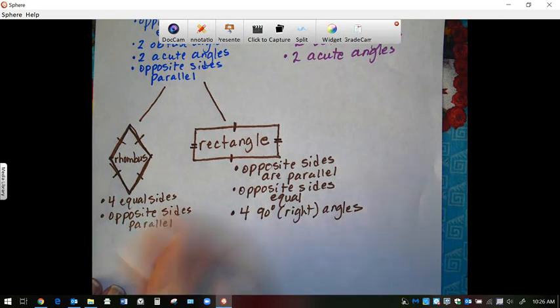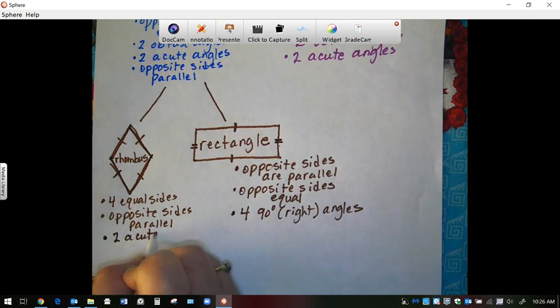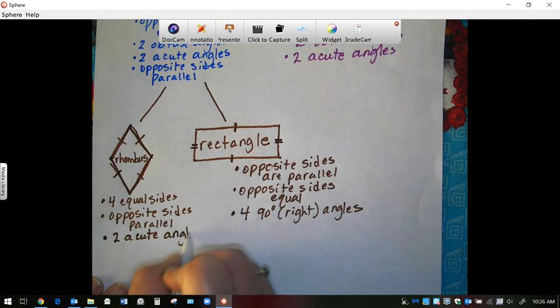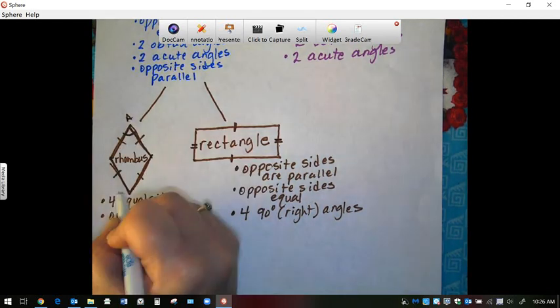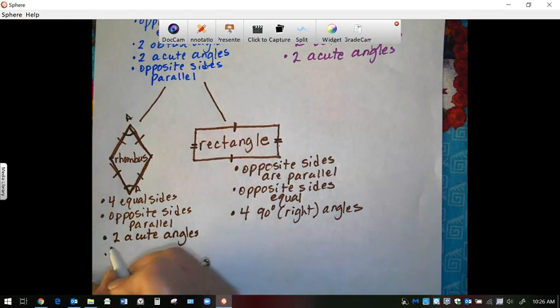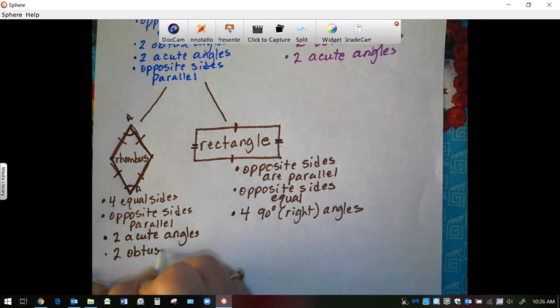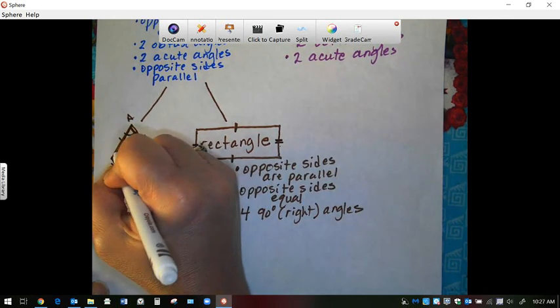I forgot to write the angles for rhombus. Let's go back. For rhombus, it has 2 acute angles, and they're the small ones. Here's an acute, and here's another acute, and it has 2 obtuse angles, and those are the wide ones.